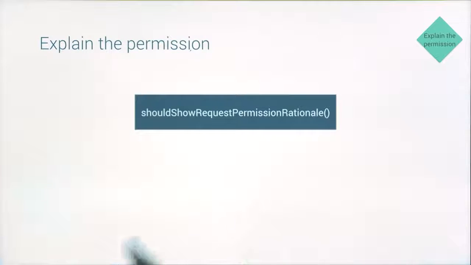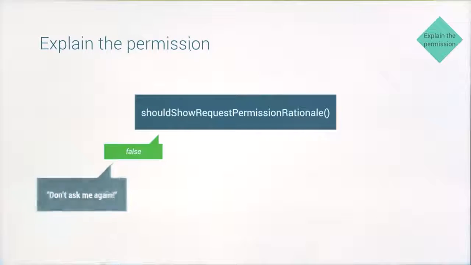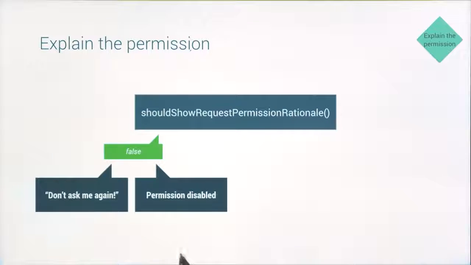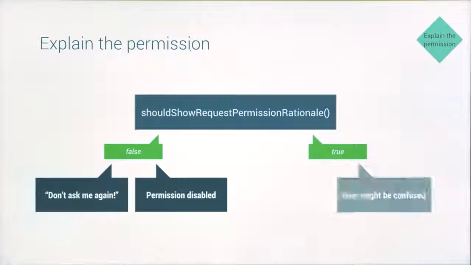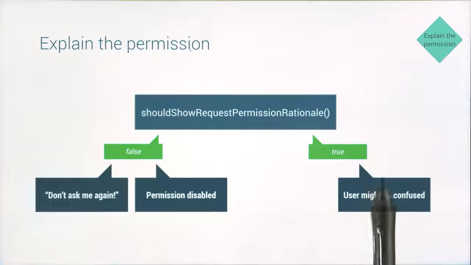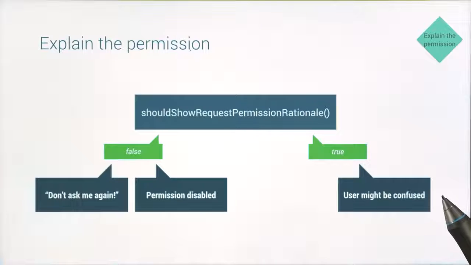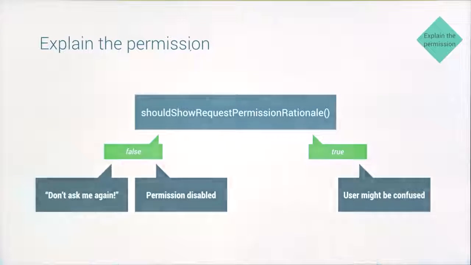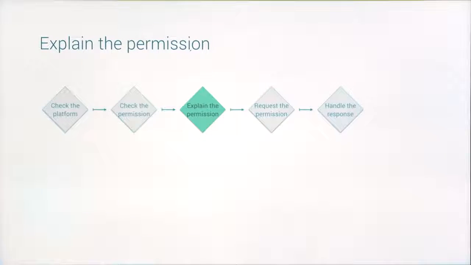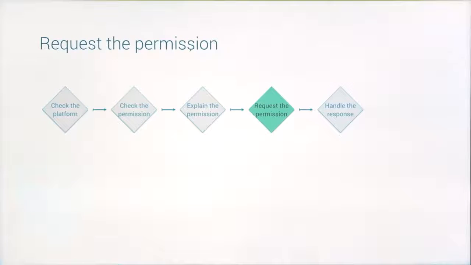The method returns false if the user asked not to be asked anymore or if the permission is disabled on the device. But the method will return true if the user previously rejected the permission and is now trying to access the feature again, because this is a signal that your user might be confused about the app behavior. So make it clear for them. And with that, you're ready to request the permission.